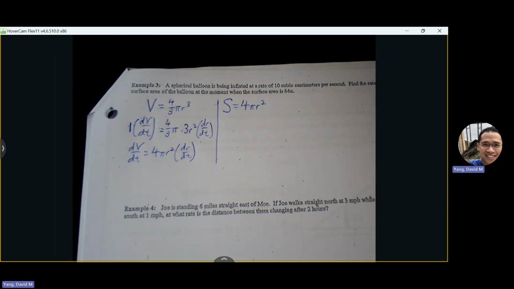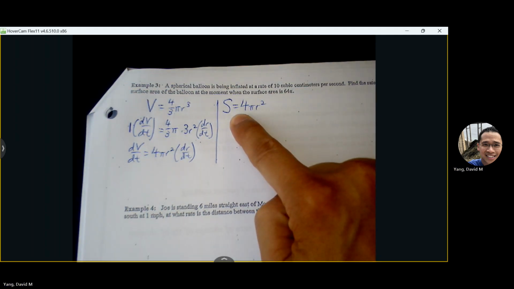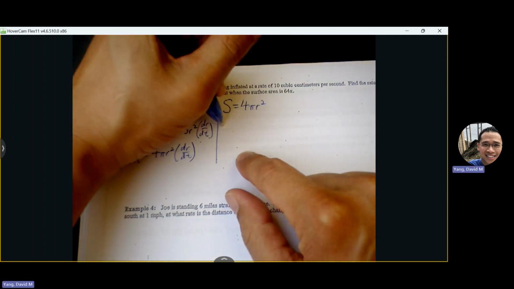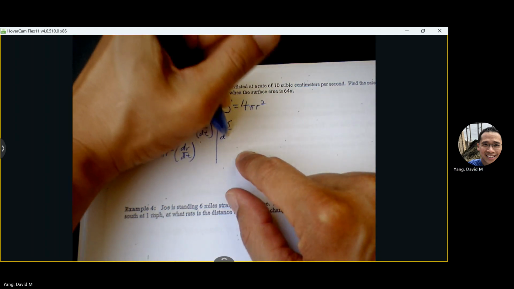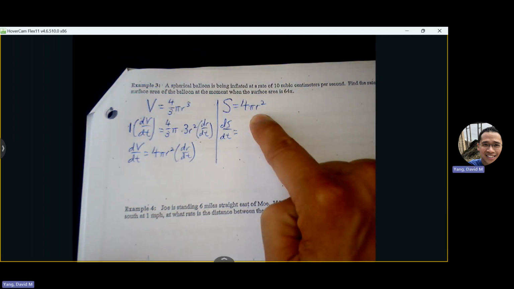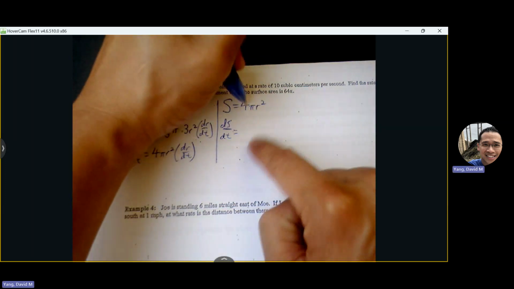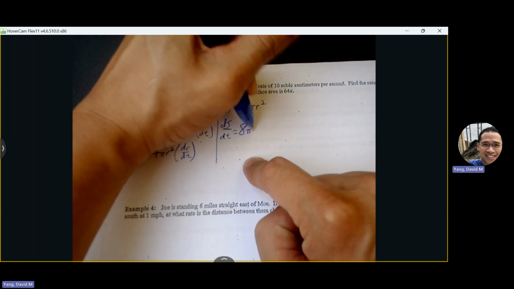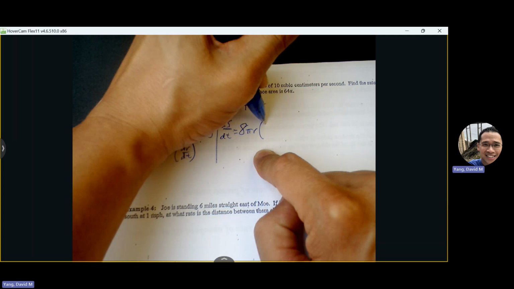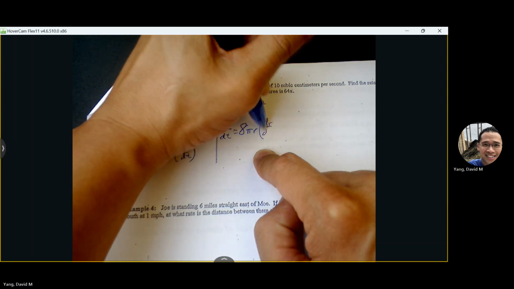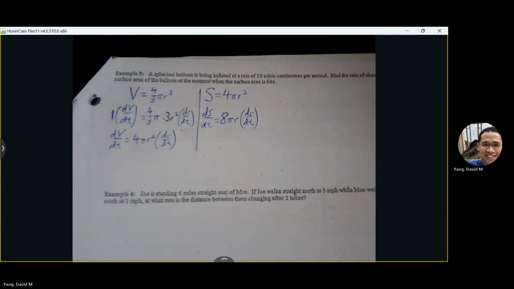S equals 4 pi r squared. Every variable gets impacted by time as well. S becomes what? Yes, ds over dt. 4 pi r squared becomes what? Bring down the 2, 8 pi r, and then we still need a dr over dt.